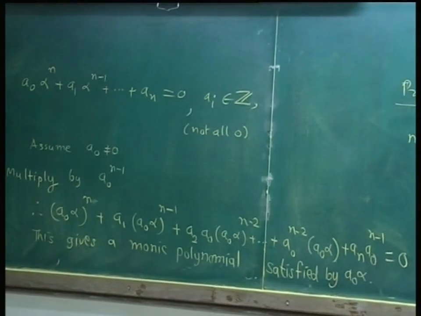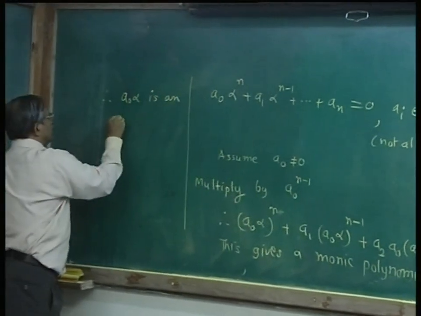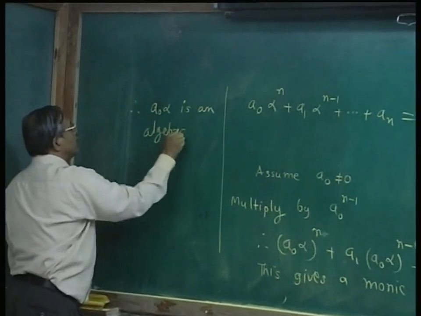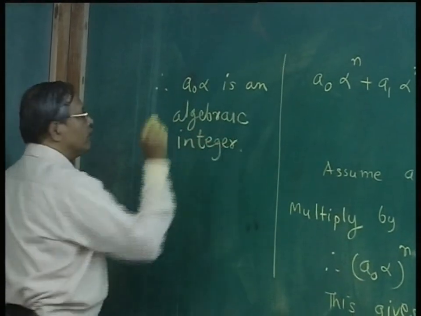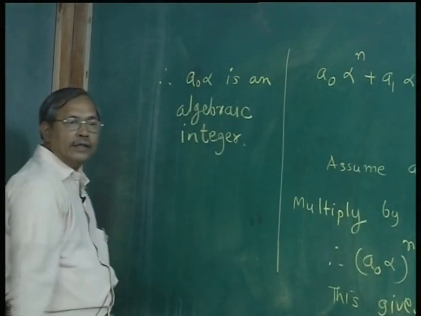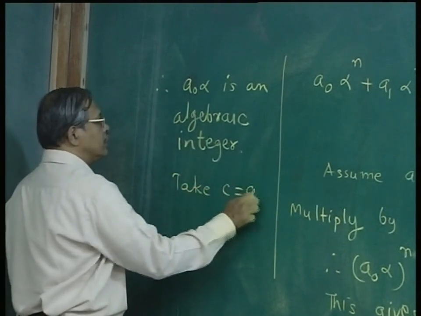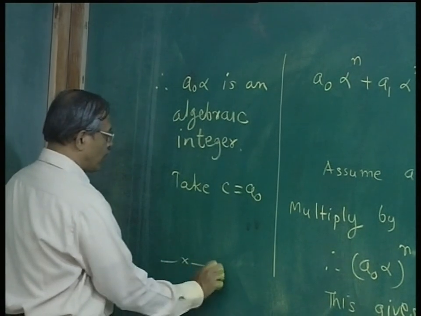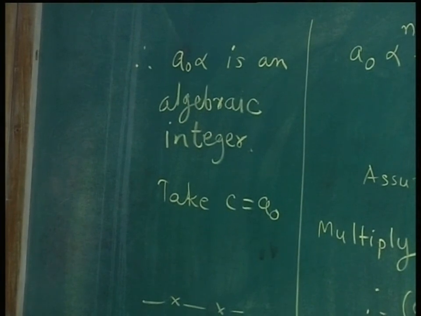Therefore, a naught alpha is an algebraic integer. And then you wanted some c not equal to 0, you can take that c to be this a naught. So take c equal to a naught. So given any algebraic number, you can multiply it by some suitable non-zero integer and get an algebraic integer. That is what this proposition says.